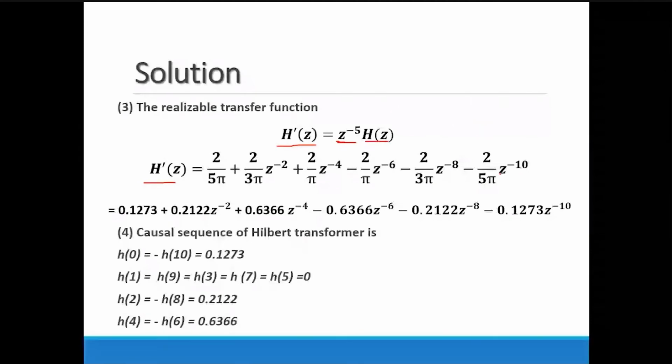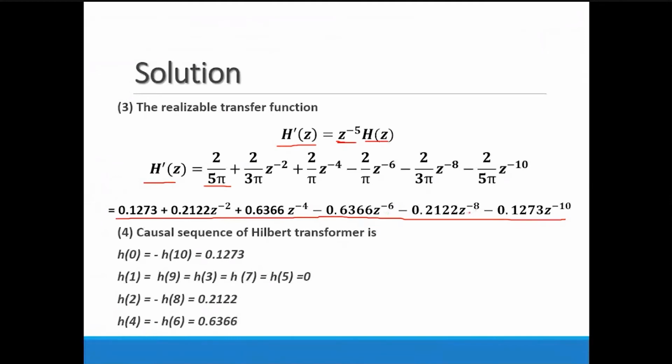And when you simplify these values, which are given in the form of pi, you get the next equation, which is 0.1273 plus 0.2122 z raised to minus 2 plus 0.6366 z raised to minus 4. The remaining values you can write easily with the help of anti-symmetry. That is, whatever values you are getting positive over here, you get the negative values over here: 0.6366 z raised to minus 6 minus 0.2122 z raised to minus 8 minus 0.1273 z raised to minus 10.